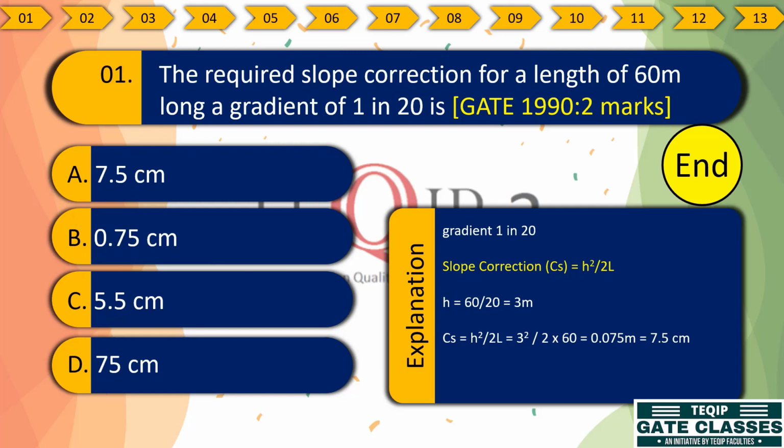So we know h and l, so we calculate the slope correction, that is h square by 2l. We got the value 0.075 meter, but the options are in centimeters, so convert meter into centimeter. We know that 1 meter is equal to 100 centimeter, so multiplying by 100, we get 7.5 centimeter. So this is the answer, 7.5 centimeter. Check the answer. Okay, then we go to the next question.